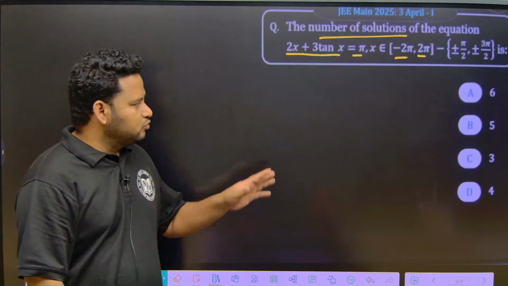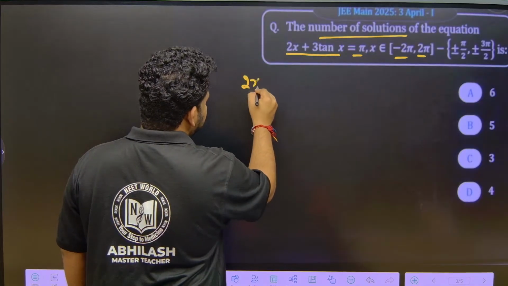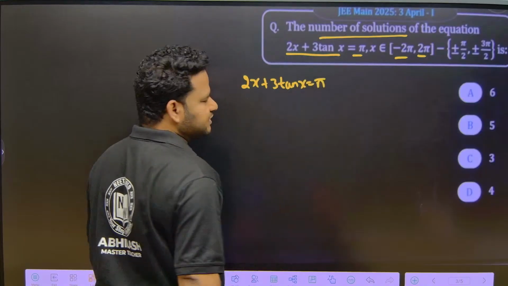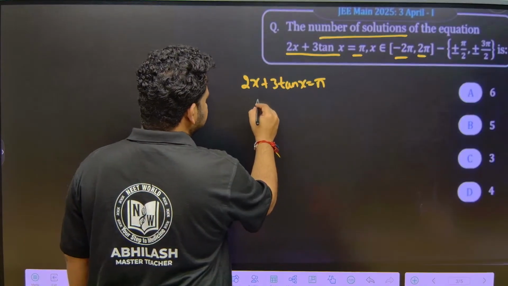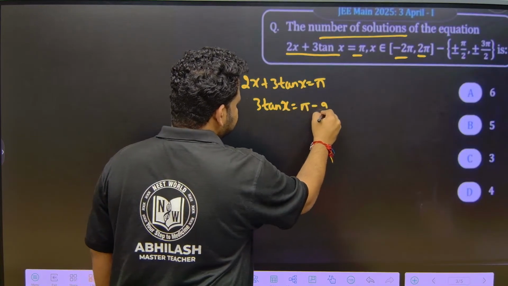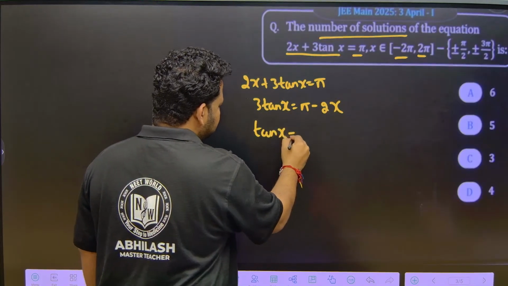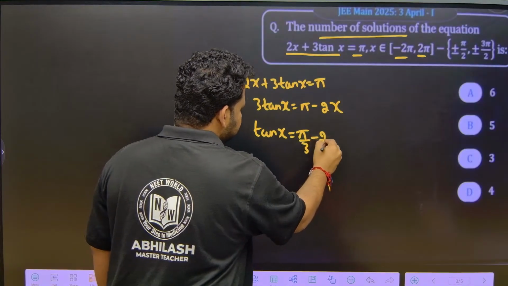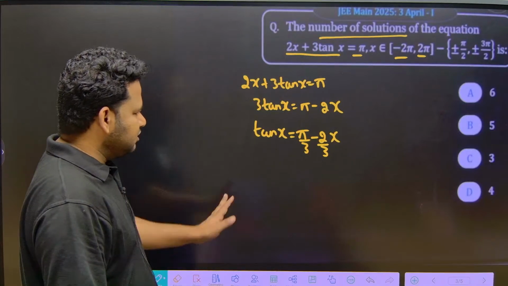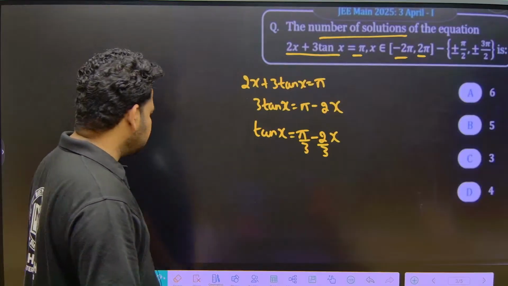Now how to do this? First of all, let us write down whatever is given. 2x plus 3 tan x is equal to pi. So this gives us 3 tan x is equal to pi minus 2x. Let me send 3 also that side. That will give us tan x is equal to pi by 3 minus 2 by 3 x. Now definitely here I need a tan curve. Using the tan curve only I can solve this question. So let us draw the tan curve.